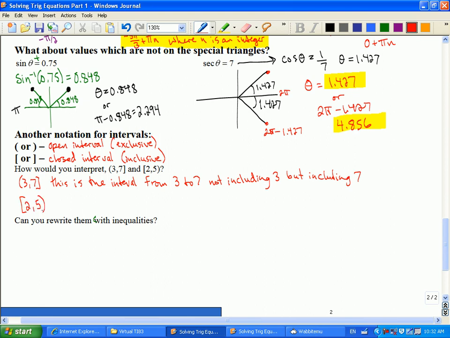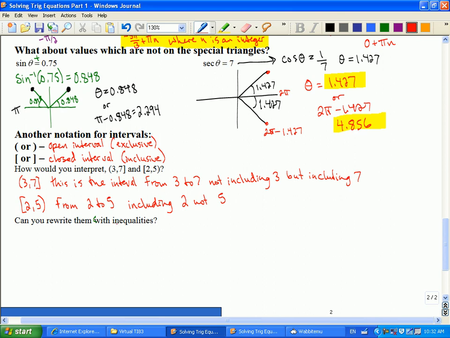So the second interval would be from 2 to 5. Can someone translate for me how those square and round brackets are going to turn out? Including 2, not 5. So we could use both square brackets, both round brackets. You know, we can mix and match them.